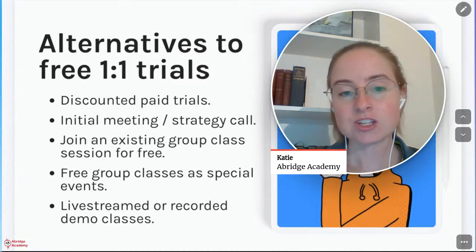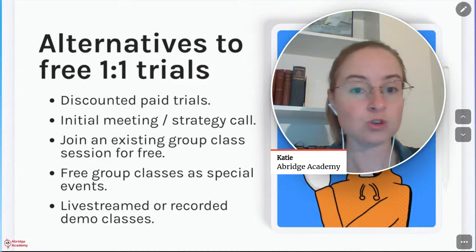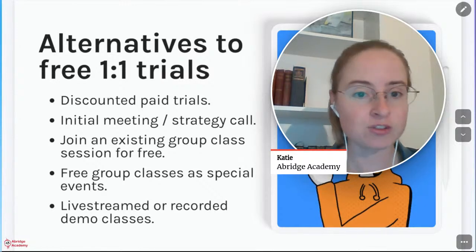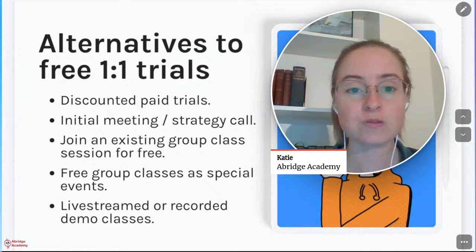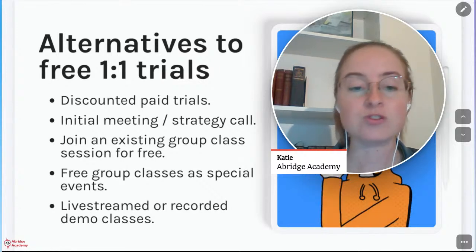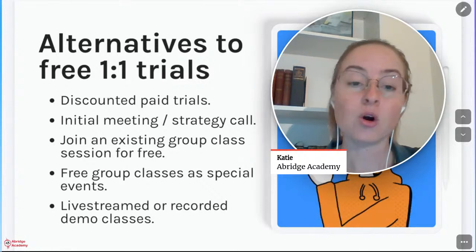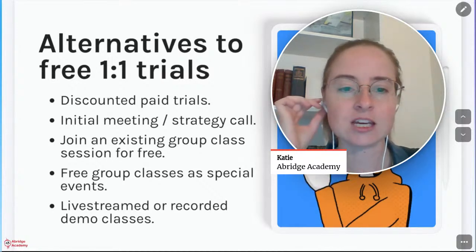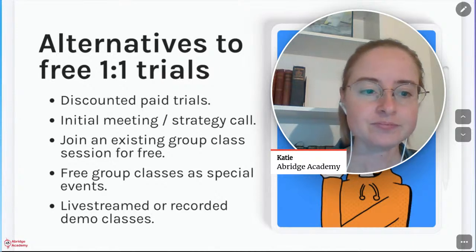That means for you as a teacher, it's not any extra effort. You're not teaching an extra class. It's a group class you're running anyway. It's an opportunity for them to actually try out the group class environment, make sure they gel with the other students in the class. And you can still get a lot of the advantages of a paid class, but without that barrier to entry. So that's one option to consider if you're a group class kind of teacher.